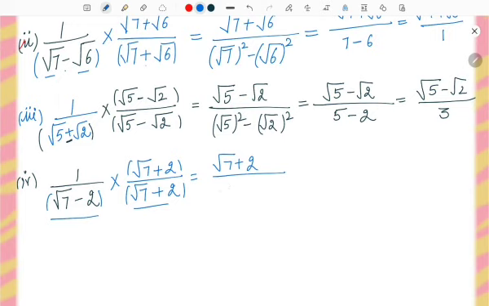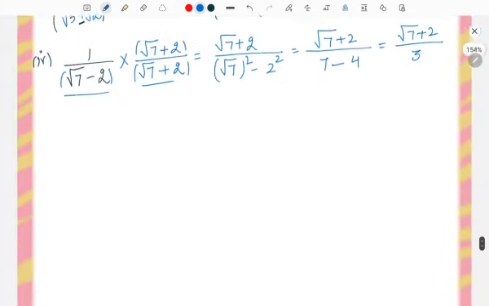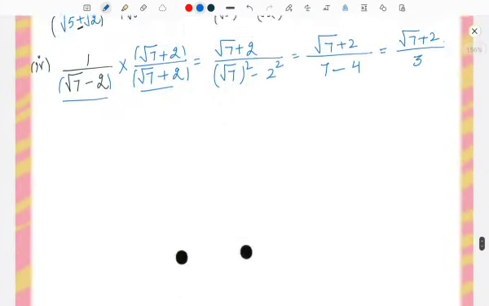It becomes a square minus b square, root 7 whole square minus 2 square, which is root 7 plus 2 upon root 7 square is 7 and 2 square is 4. So this becomes root 7 plus 2 upon 7 minus 4, which is 3. I hope everybody has understood till here. If not, you can write in the comment section.